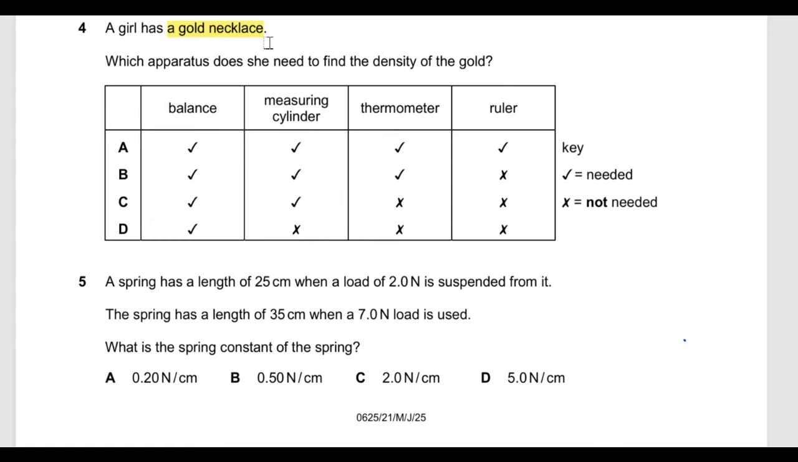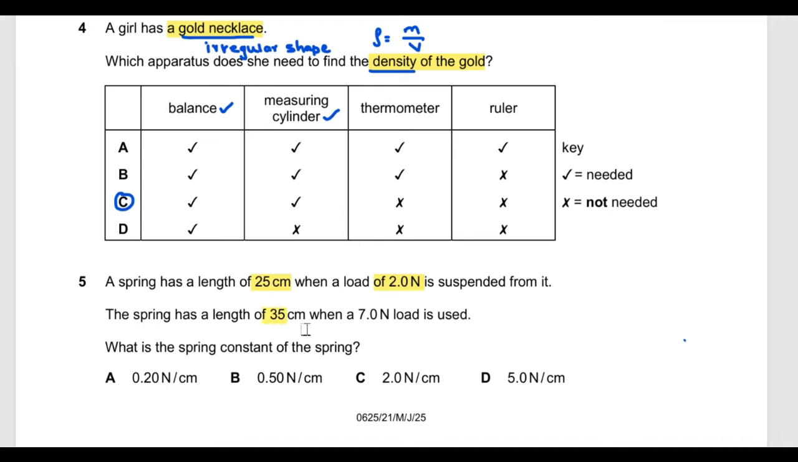Fourth question says a girl has a gold necklace. Which apparatus does she need to find the density of the gold? To get the density of something, we use the formula density is equal to mass divided by volume. To get the mass of the gold necklace, we use a balance. To get the volume of the necklace, as it's an irregular shaped body, we are going to use a measuring cylinder. That means we need two things, a balance and a measuring cylinder. Option C.